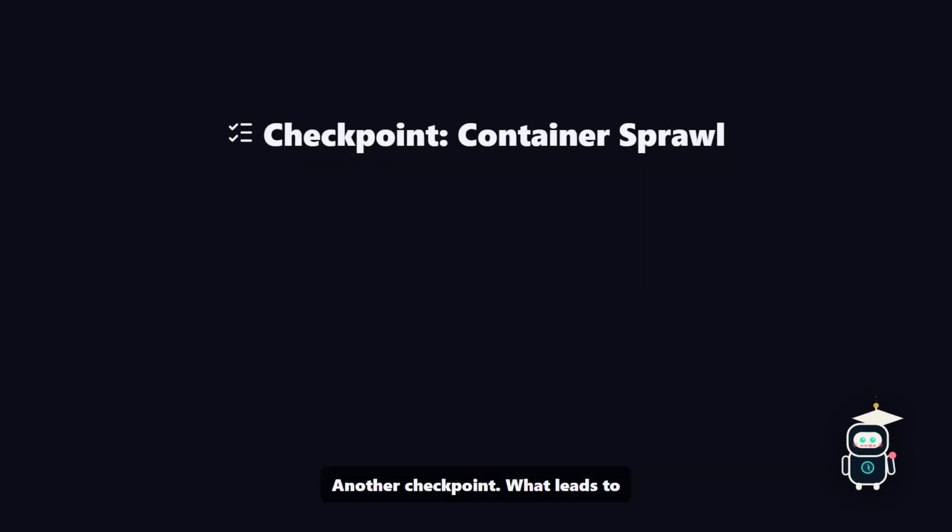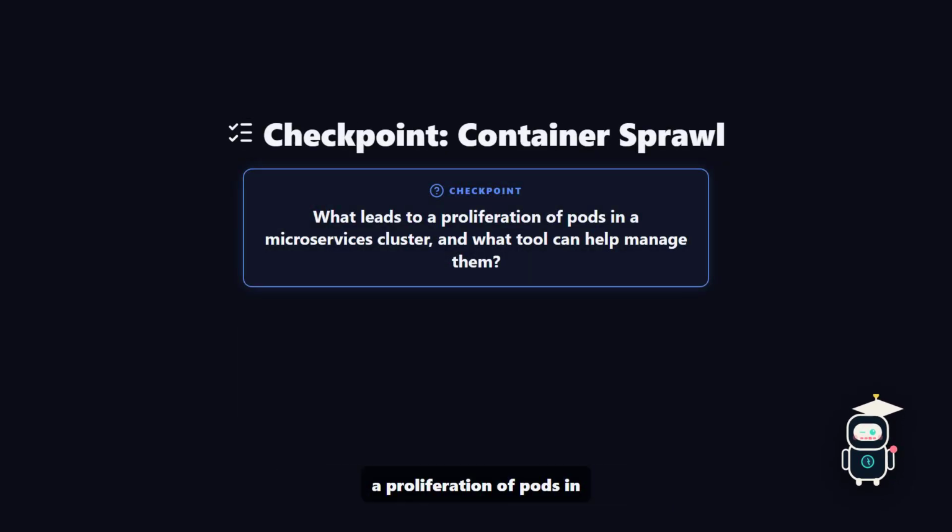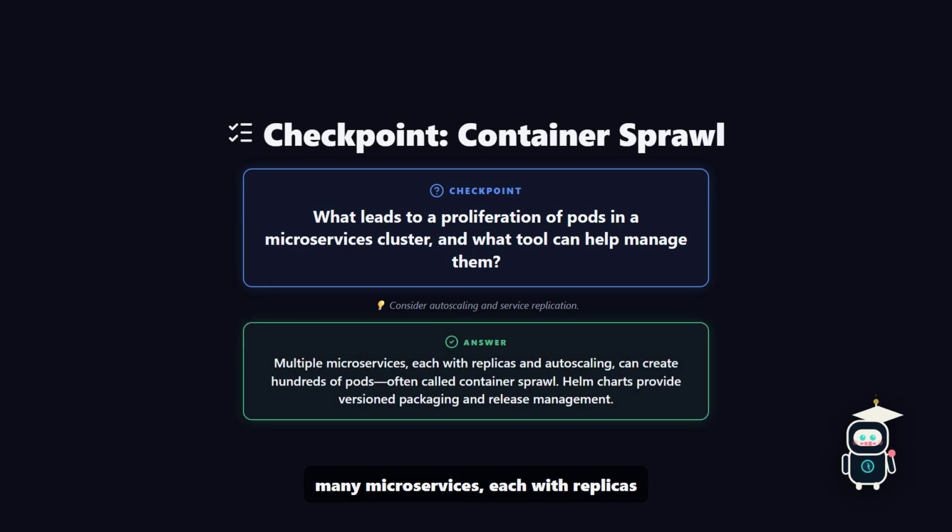Another checkpoint: what leads to a proliferation of pods in a Kubernetes cluster, and what tool can help manage them? We'll see. Answer: when you have many microservices, each with replicas and autoscaling, it can lead to hundreds of pods, often called container sprawl. Helm charts help package versioned deployments so you can manage them as coherent releases.